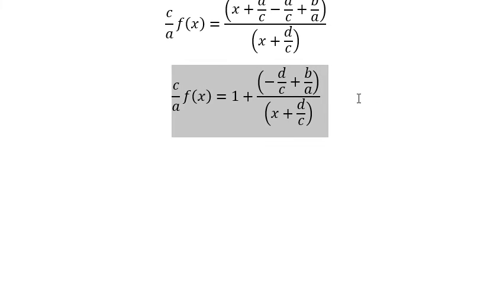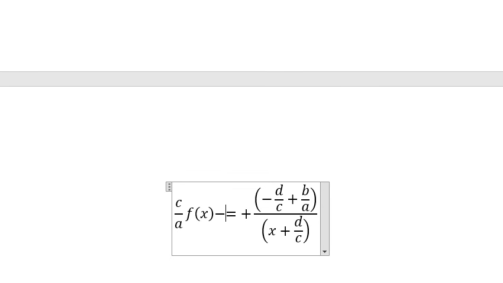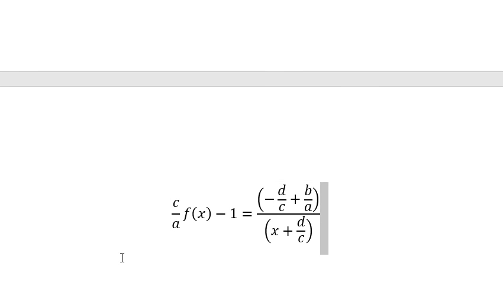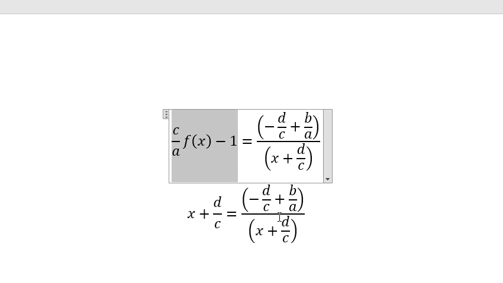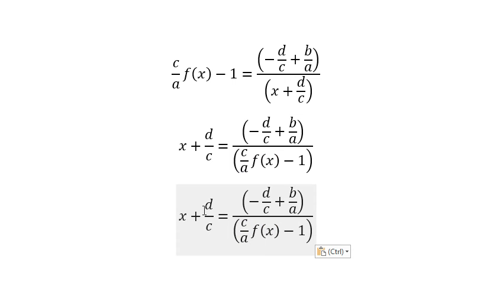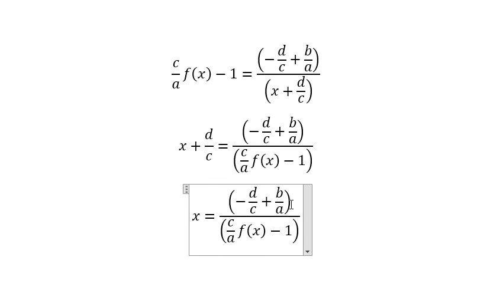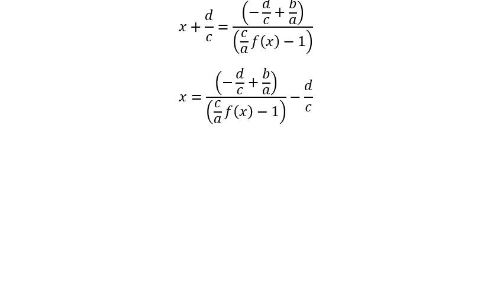Now, I will put number 1 to the left. Next, I will put this one to the left, this one to the right. And now I will put d over c to the right. And now we can find the inverse function.